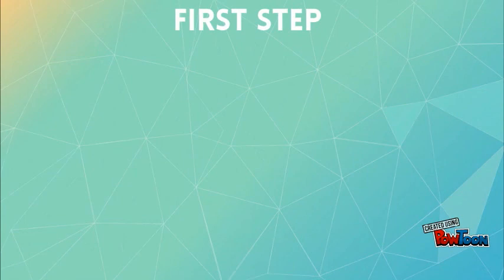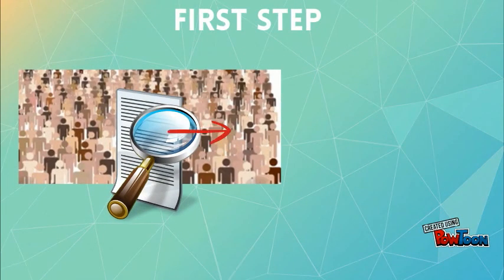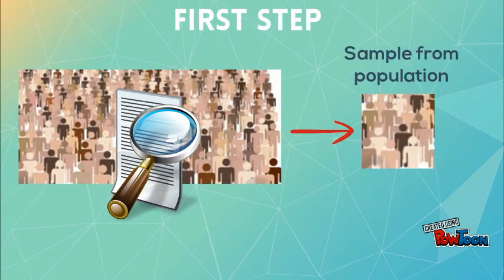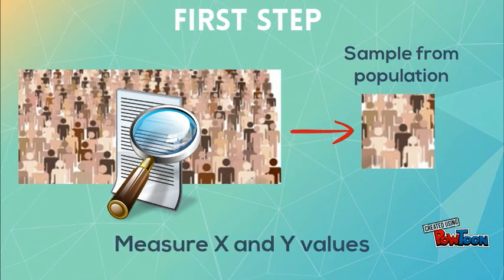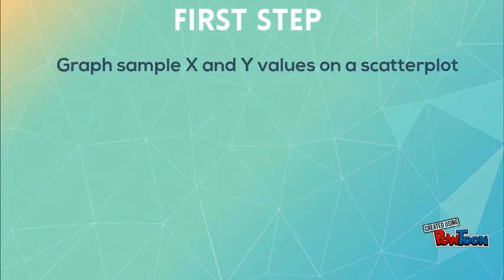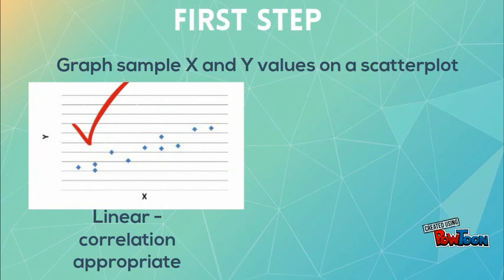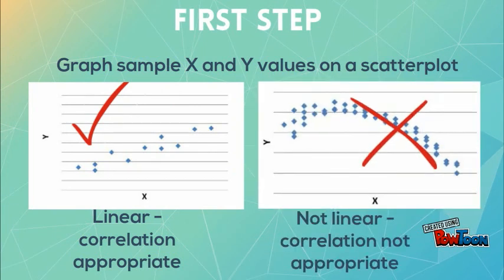The first step in a correlation analysis is to collect a sample from the population and to measure both the x and y values. Using an xy scatter plot, we should confirm visually that the points form a somewhat linear pattern as opposed to a curved or bent one.